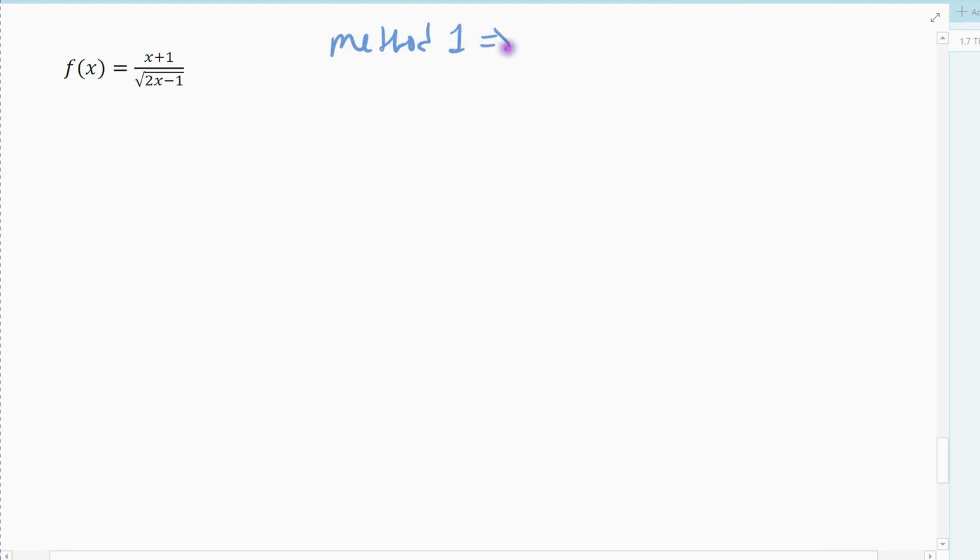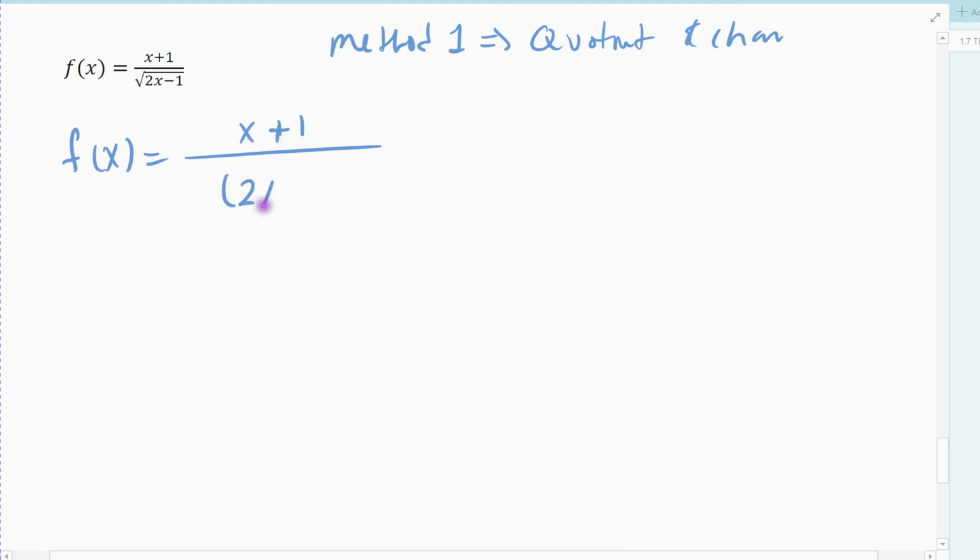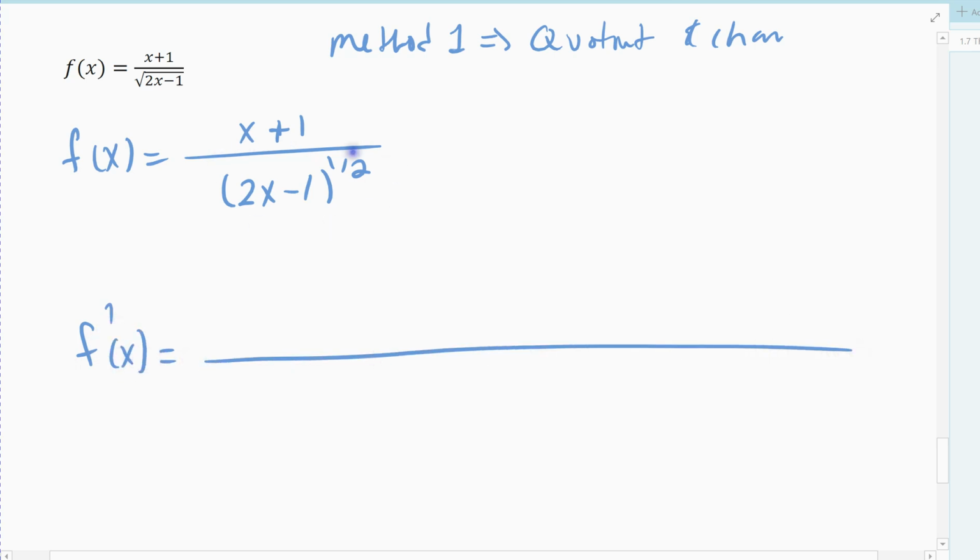So my method one, I'm going to use the quotient and the chain. Alright, because when I rewrite this, I've got the division of the x plus 1 and the 2x minus 1 to the power 1/2, because the square root is written as 1/2. Alright, so the quotient rule, the chain rule on my bottom function.